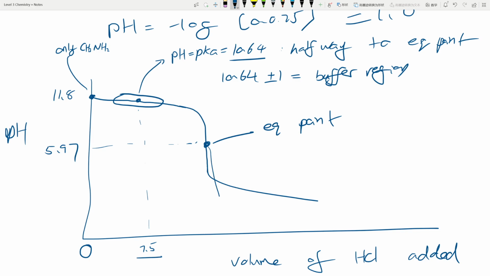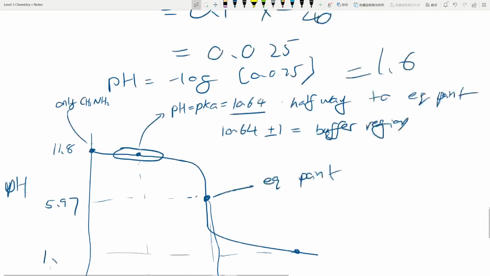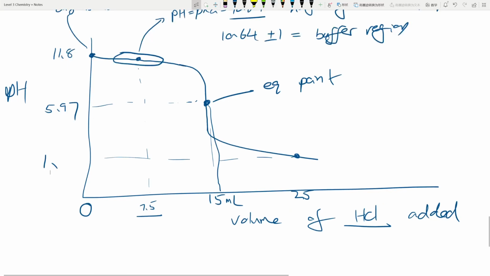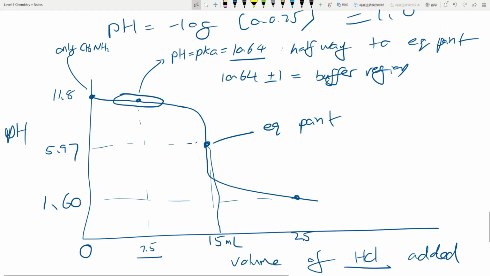How many mils did we use to get there? 15 mils. How much HCl did we add? We added 15 mils to get that. Now over here we added 25 mils. What is that pH going to be? We just did it just now. What was it? 1.6. So there you go. And then we added 6 mils. 6 mils was the second question just over here.